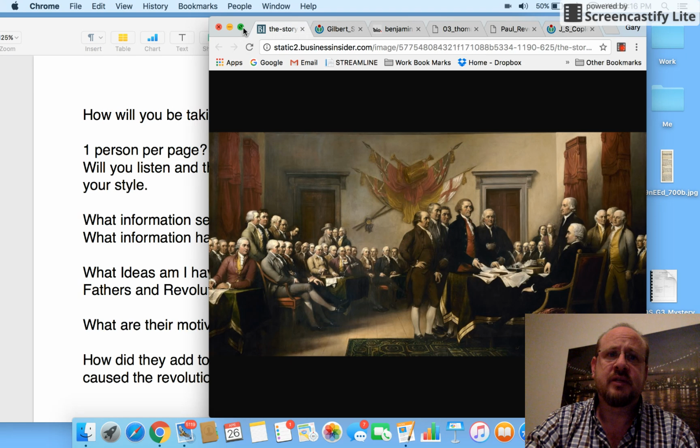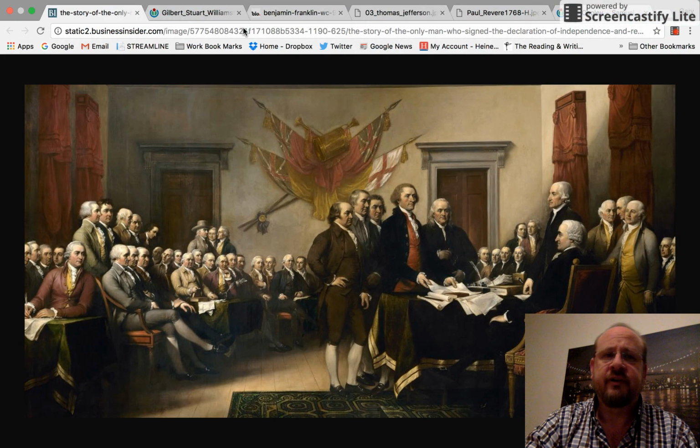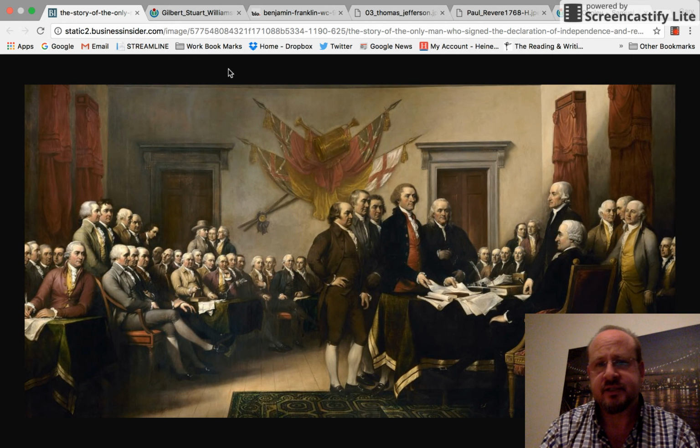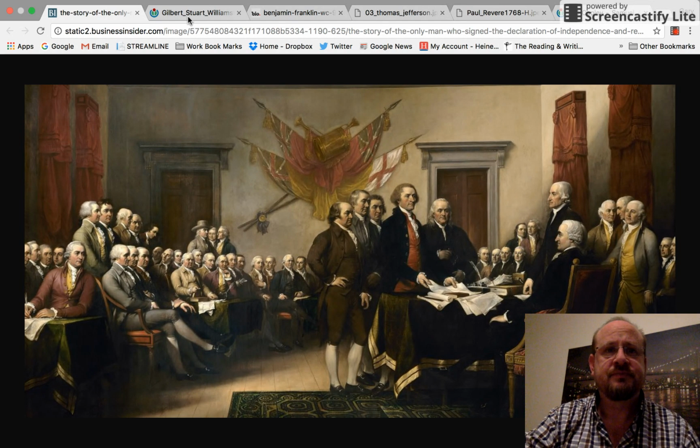I'm going to start really quick with just a very famous picture. That is a picture of the signing of the Declaration of Independence. This is an important time in our history, and this picture shows a number of our founding fathers.